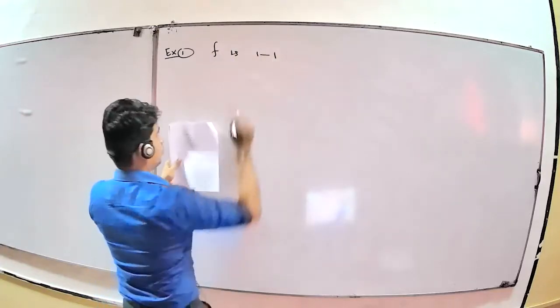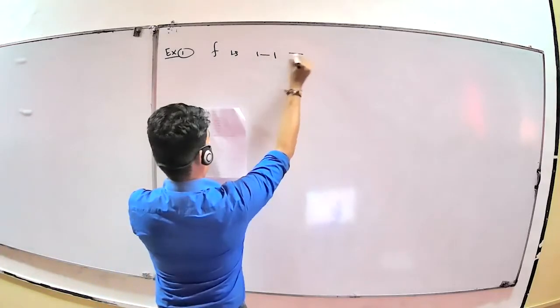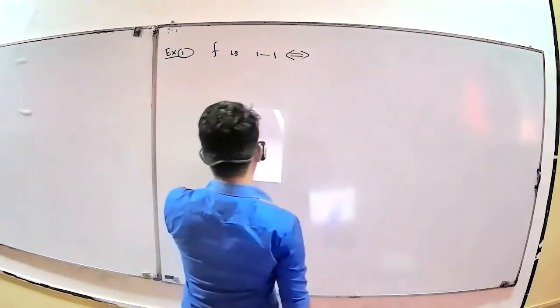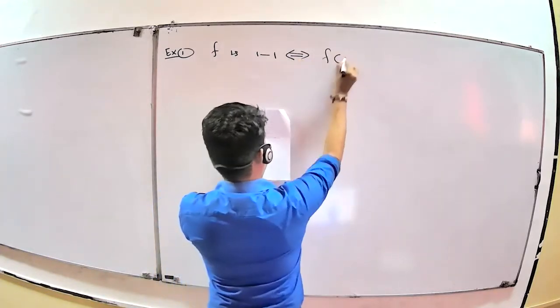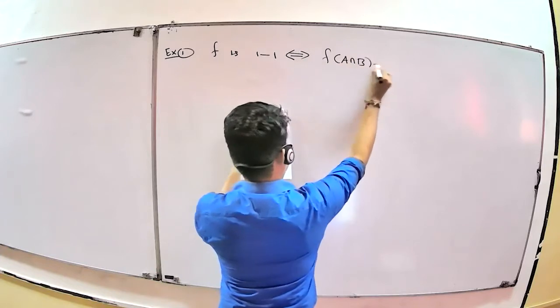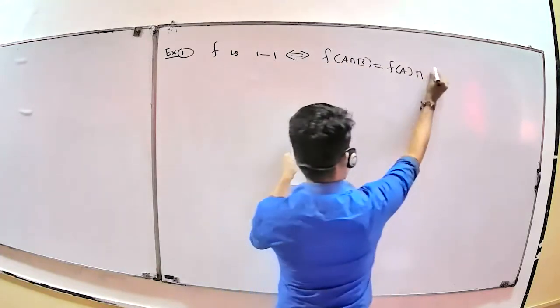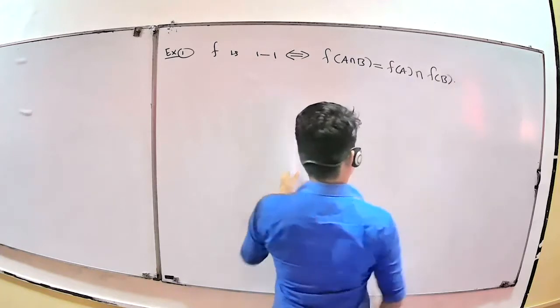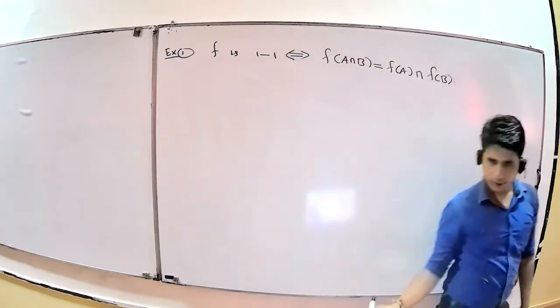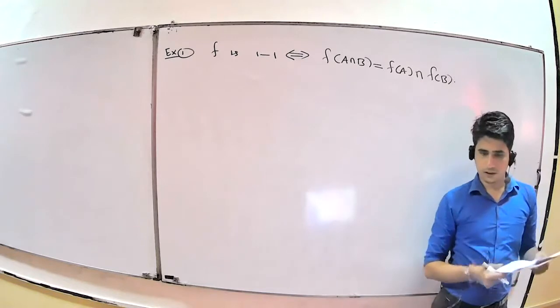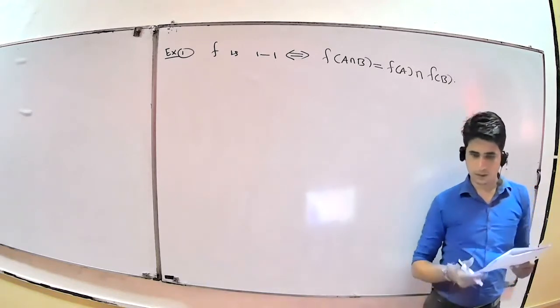f is a 1 to 1 mapping if and only if f of A intersection B equals f of A intersection f of B.